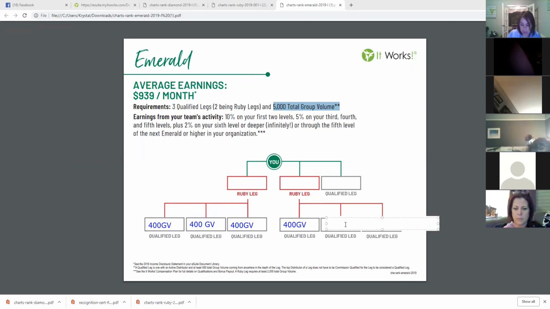So anytime we say a qualified leg, that means that they have 400 in group volume underneath them. So whenever you see qualified leg, that's what that means. So we're going to put those there, okay? So these are under the rubies.